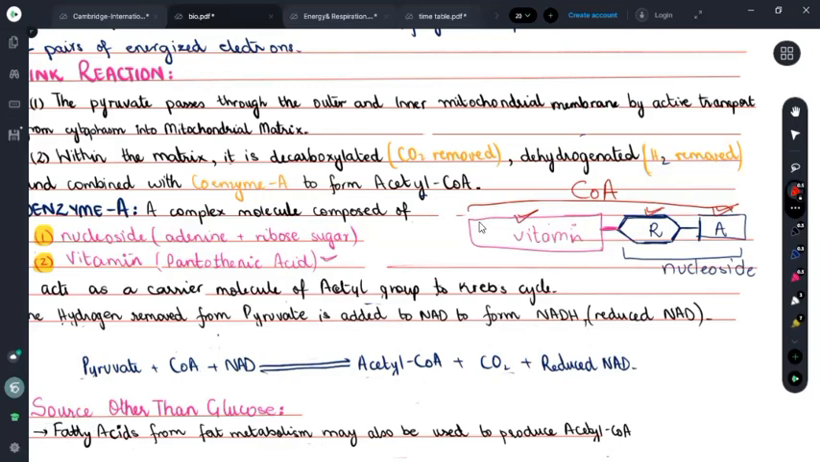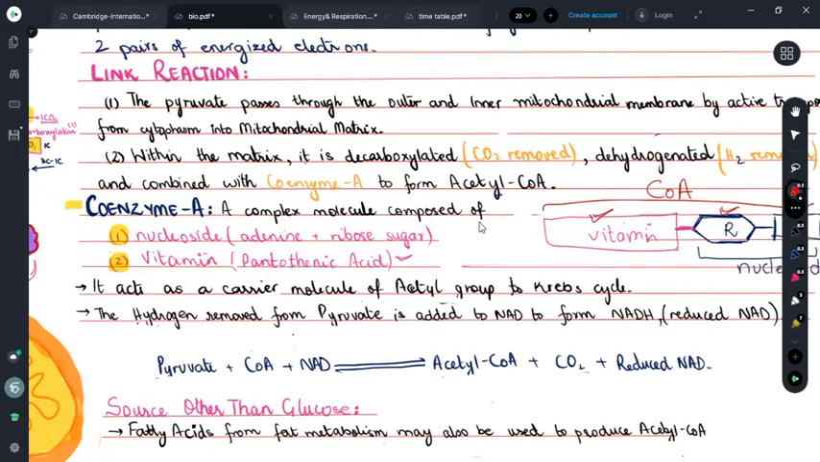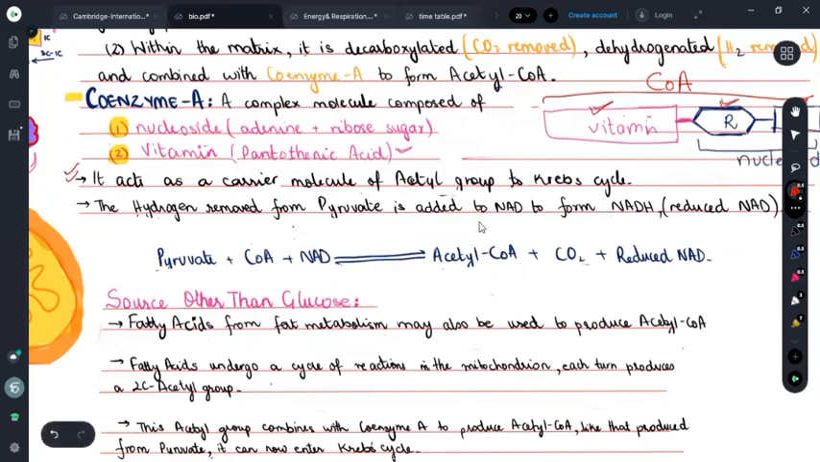Now, what is the role of this coenzyme A? Why does it get attached to that acetyl group? So basically, this coenzyme A acts as a carrier molecule. In order for this acetyl group to enter Krebs cycle, this carrier molecule takes the acetyl group to the Krebs cycle. So it acts as a carrier molecule. It carries this acetyl group to the Krebs cycle, so that the next cycle can be proceeded.